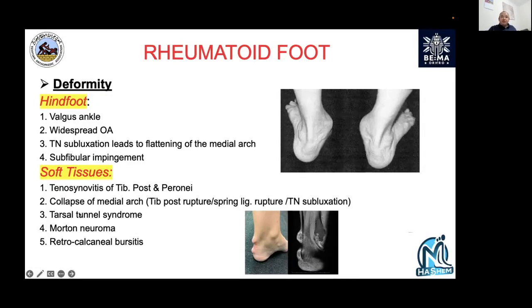Again, the soft tissue: tenosynovitis of tib post and peroneals, you will have a collapse of the medial arch because of tib post rupturing or spring ligament rupturing or talonavicular subluxation. You will definitely have a tarsal tunnel syndrome, which is compression of the tibial nerve underneath the flexor retinaculum. And Morton's neuroma is very common, as with any soft tissue problem. And retrocalcaneal bursitis, you can spot here how big and how aggressive the bursitis is.